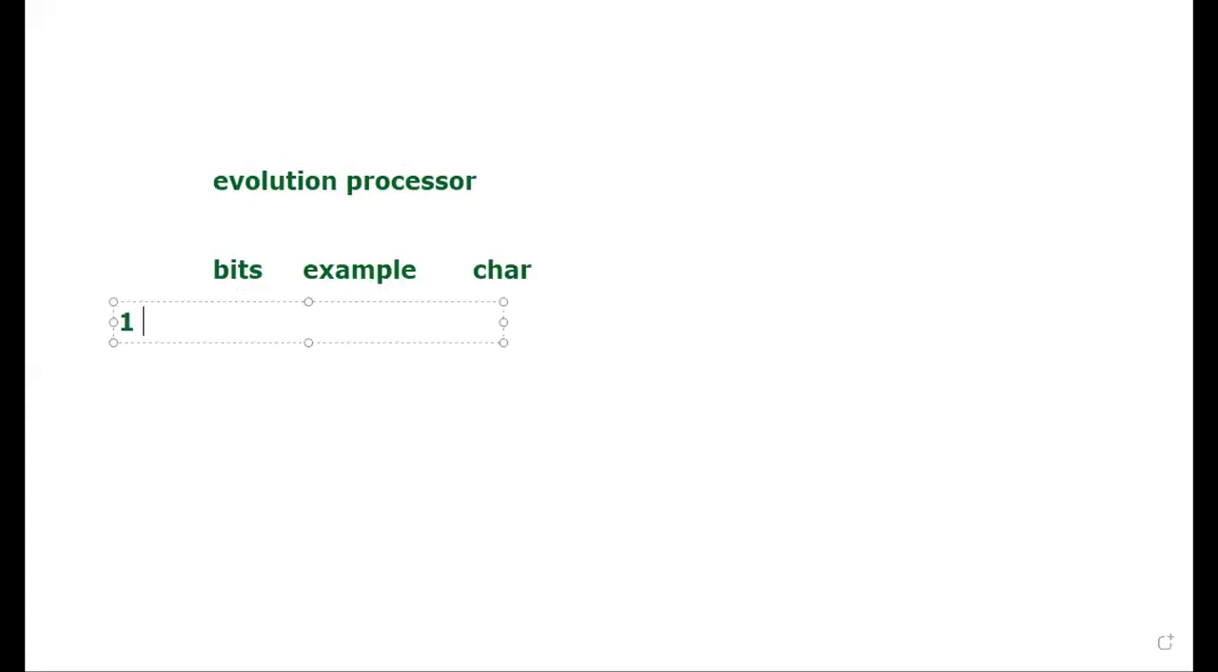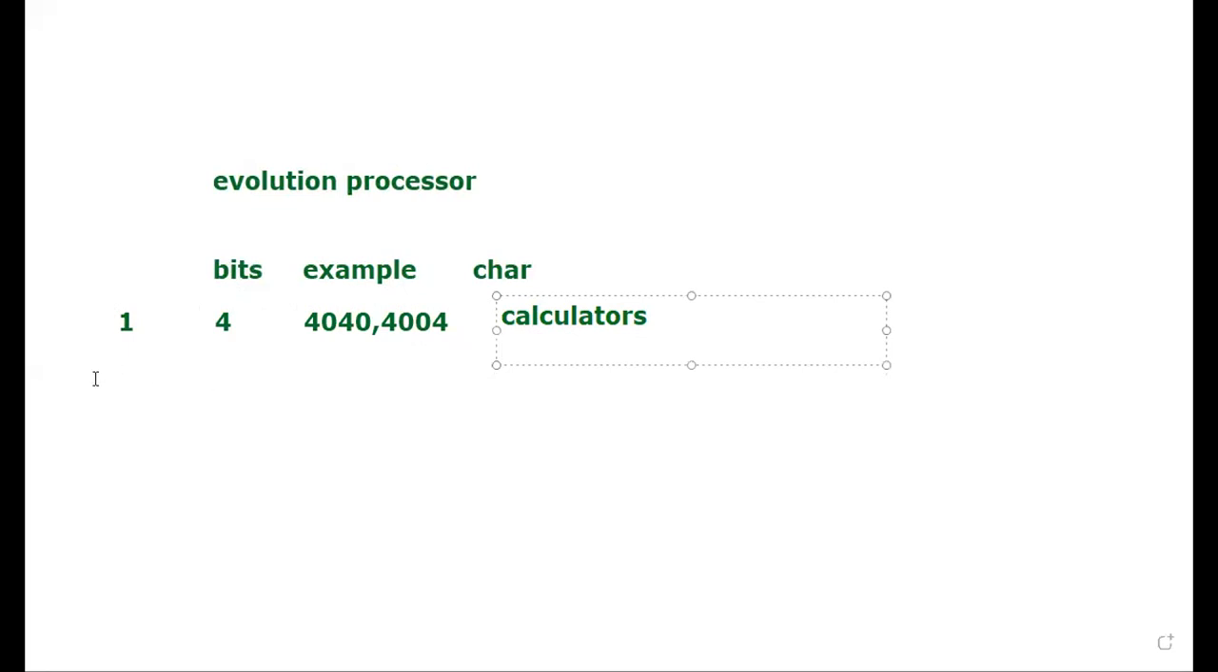Otherwise, if you write 8 bit for the first generation and 4 bit for the second generation, it will not work. So, 4 bit microprocessors were the first generation, and those were Intel's 4004 and 4040. Mainly they were used in calculators. Calculators मध्ये these first generation microprocessors were used.